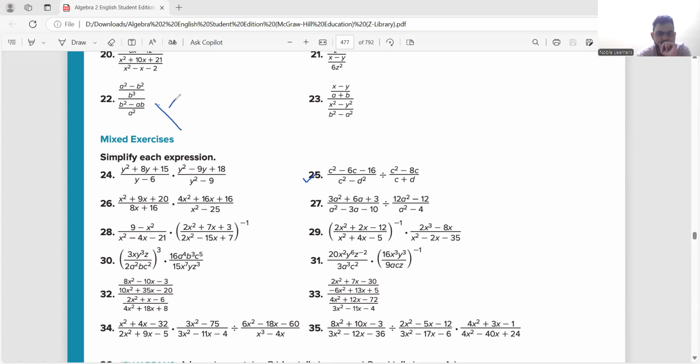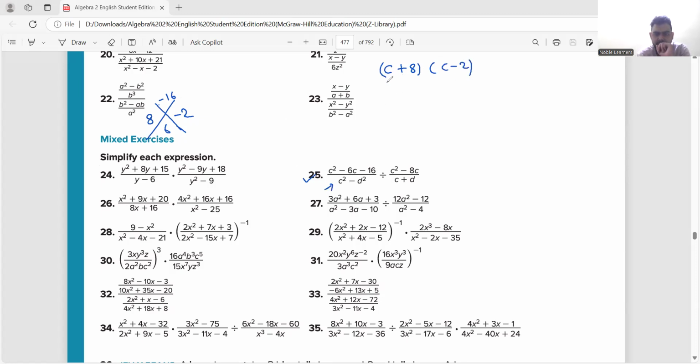So we can do this one: c squared minus 6c minus 16. So minus 16 into 6, how can we do that? 8 and minus 2, right? So what could I write for this? C plus 8 and C minus 2. This is a very simple formula.